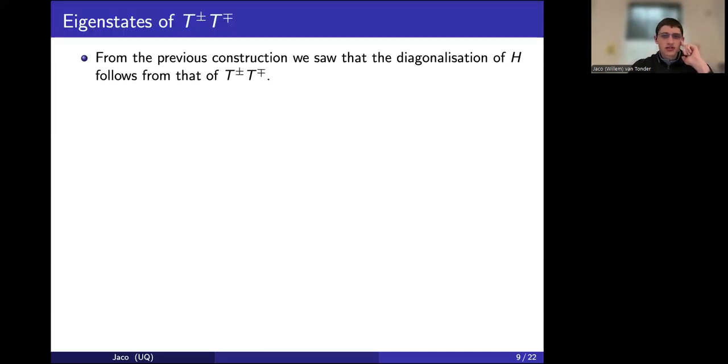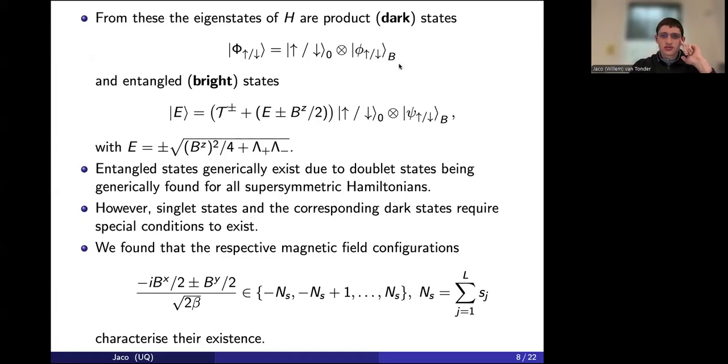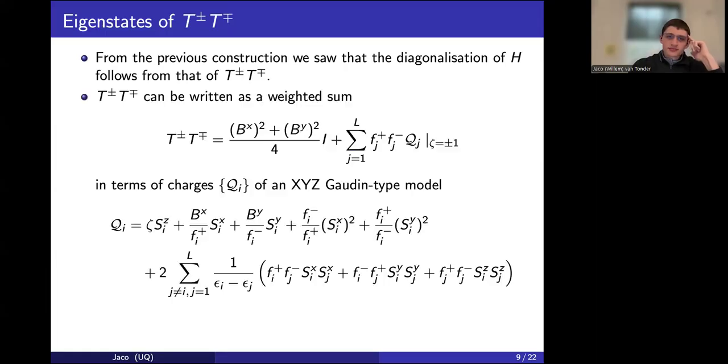So now we'll head on to actually constructing the eigenstates. So recalling, we want to find the eigenstates of the T plus T minus operators. So these states. The way we go about this is we realize that T plus T minus can be written in this form. So up to a constant, they are just a weighted sum of charges from what's called the XYZ Gaudin type model.